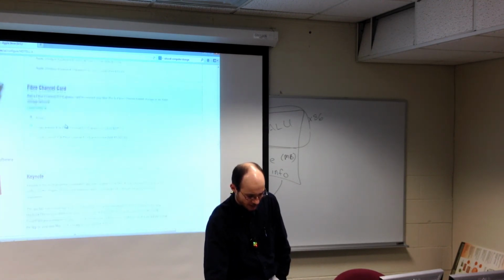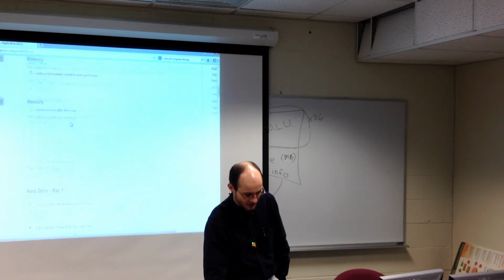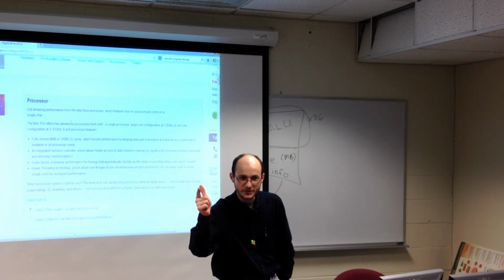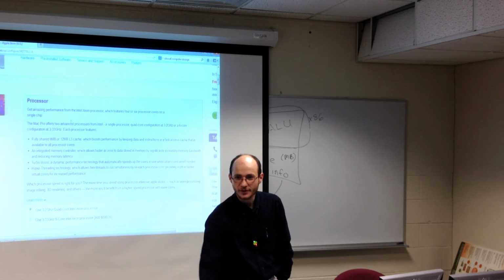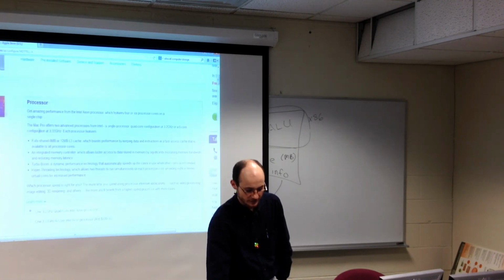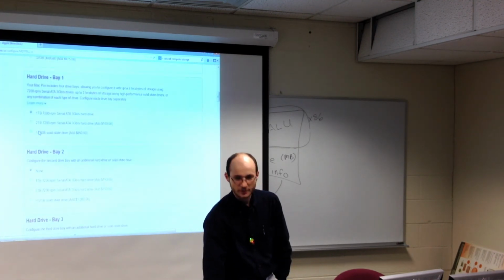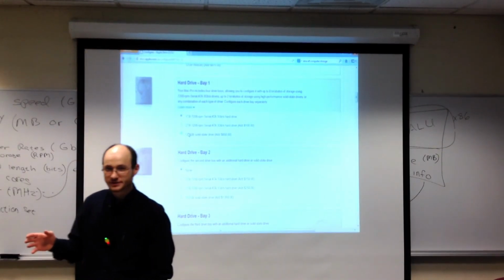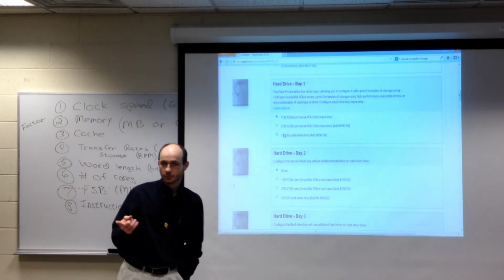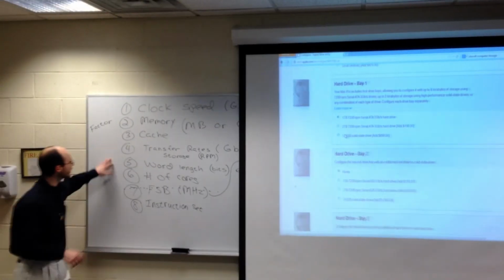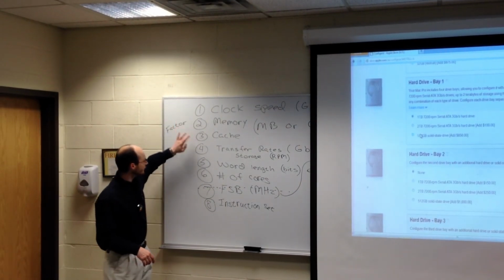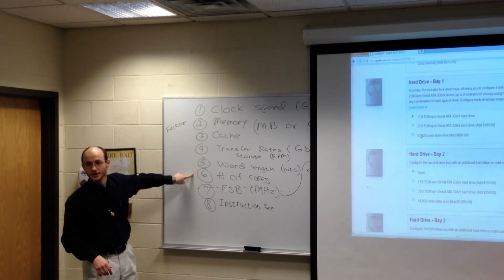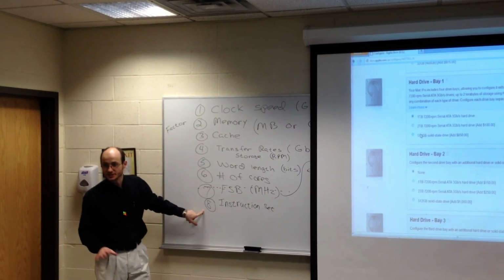But what I want to try to get across to you is look how they organize their site. Processor first, memory second, hard drive third. Do you think there's a reason for that? Out of those three things, what is the number one thing that affects the performance? Processor. Out of these things over here, we covered 3 items on there. This one we didn't have much of a choice. It's an Intel processor.